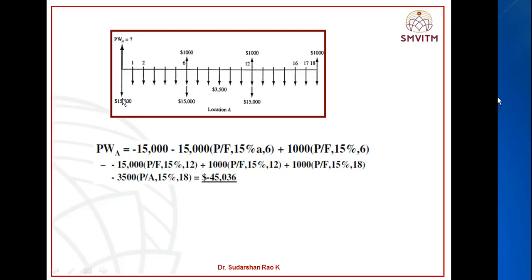The same thing: 15,000 at the beginning, and 3,500 for 6 years, then 1,000 at the end of the 6 years. Then from the 6th year once again the same thing is repeated, the second cycle, next the third cycle: 15,000, then 3,500, 1,000 for alternative A.